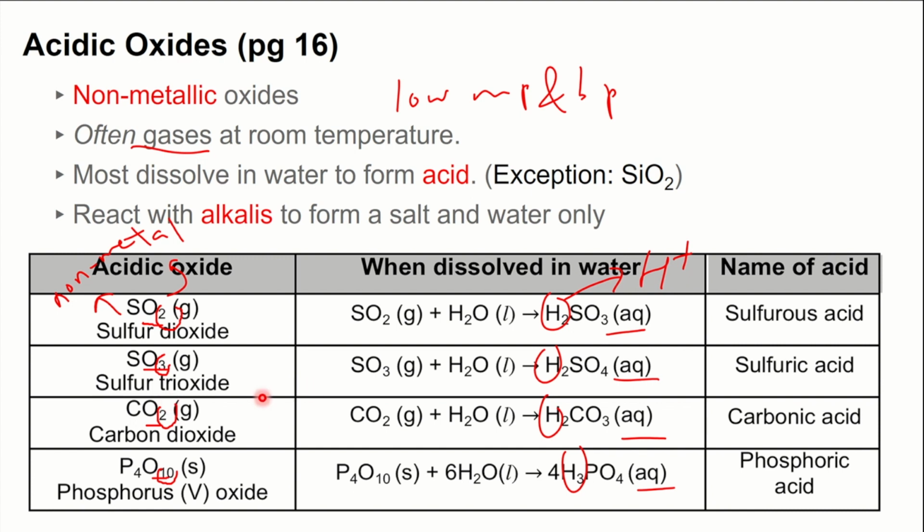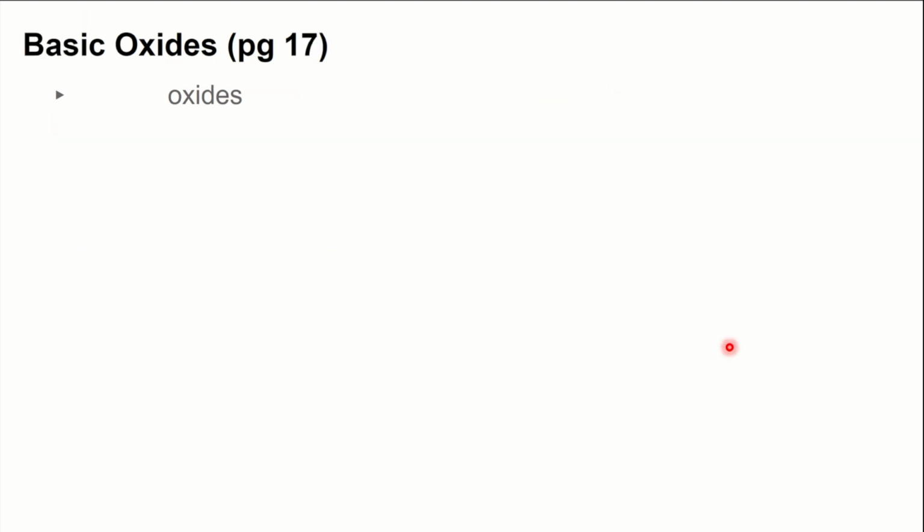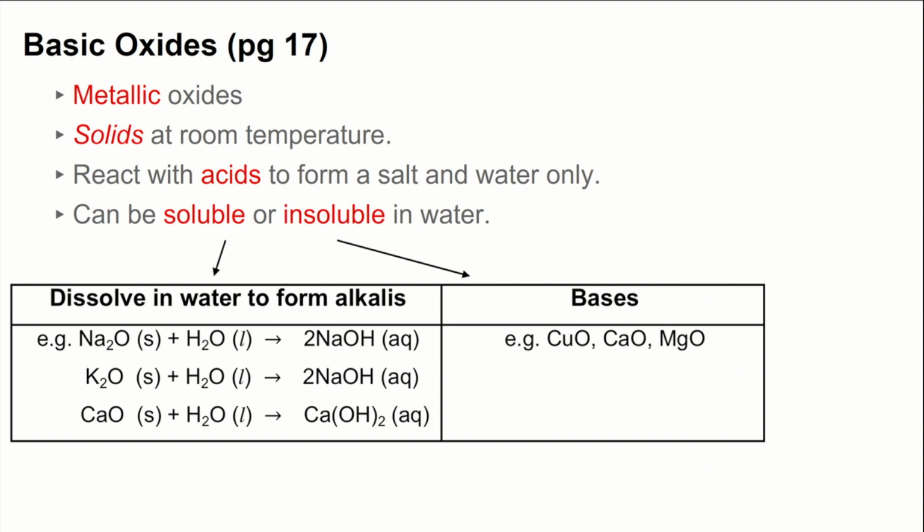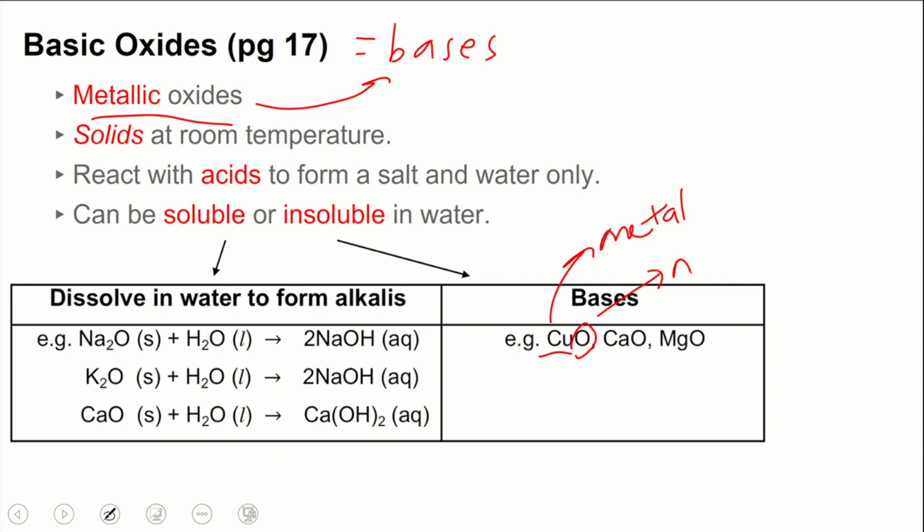Then of course this one is something that we have learned. Metal oxides are solid at room temperature. They react with acid to form salt and water. I want you to write it down inside your notes. Another name for this is bases. Metallic oxide. Now, why are they solid at room temperature? I want you to write inside your notes: this is metal and this is non-metal.